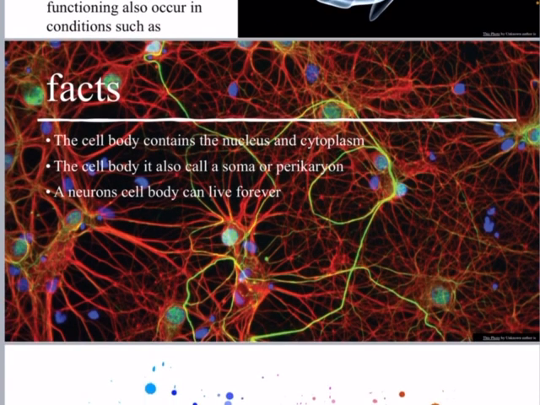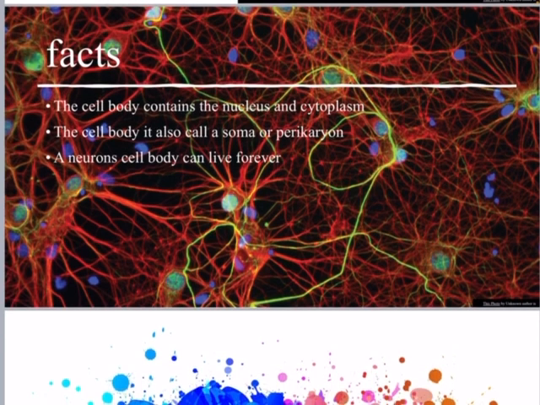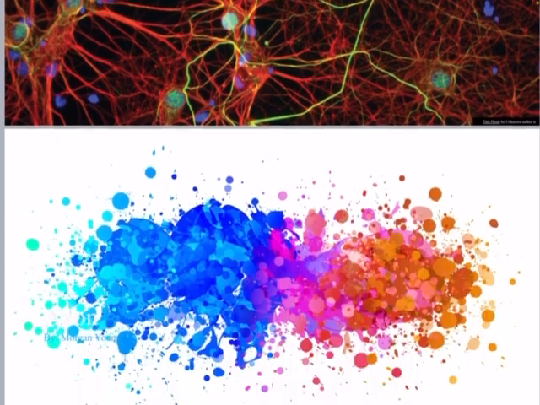Three facts about the cell body of a neuron. The cell body contains the nucleus and cytoplasm. Second, the cell body is also called a soma or a perikaryon. Third, a neuron cell body can live forever.